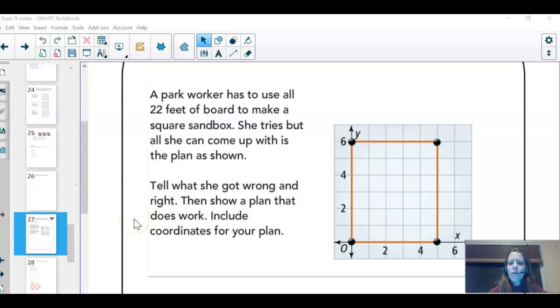Okay, for today, we're going to take what we learned yesterday and what we learned in topic 8 and what we learned when we were putting rational numbers on number lines. And it's all going to come together, but we're going to add some polygons to it. Okay, so we're going to add some shapes.